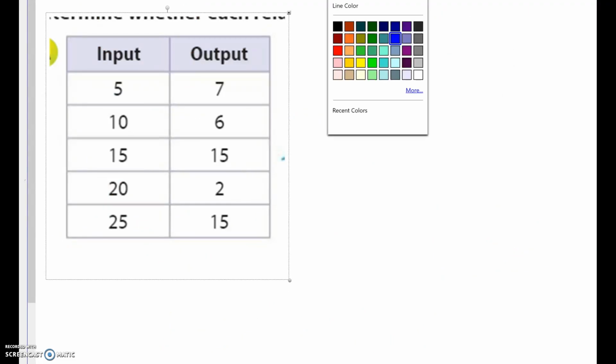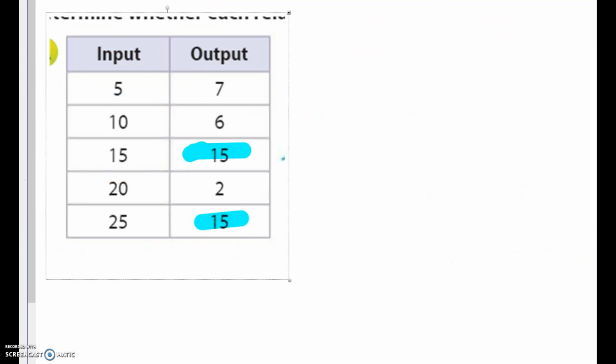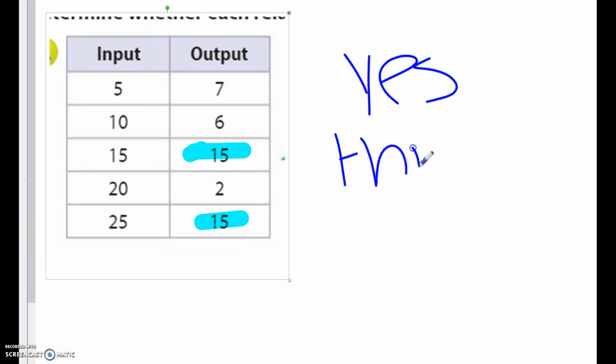Same thing, guys, with tables. Let me just switch to my highlighter here. All right. 5 has the output of 7. One output. 10, 6, 15, 15, 22, 25, 12. Is it okay that these two repeat? Well, we said it was okay if your output repeats. Your input cannot have more than one output, though. So I would say that, yes, this is a function.